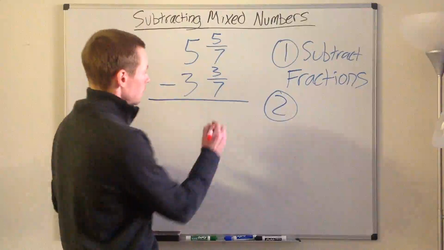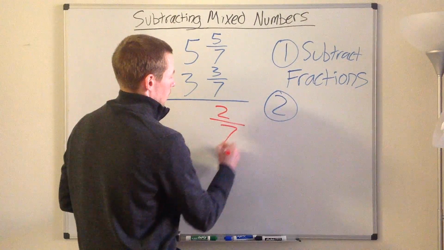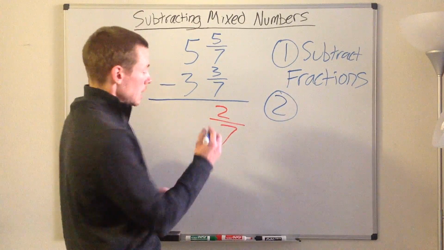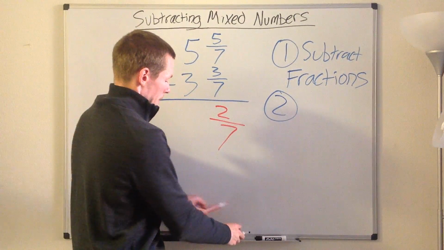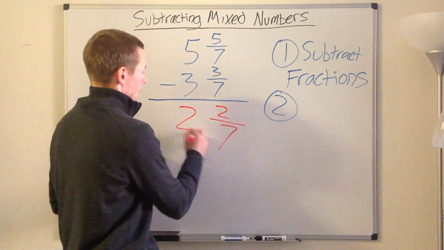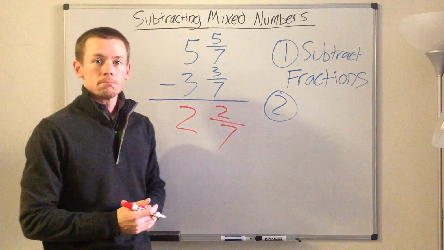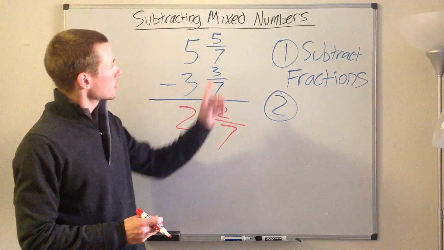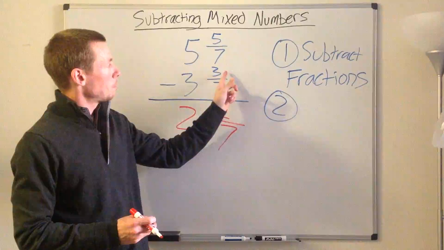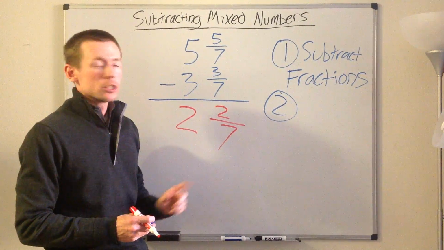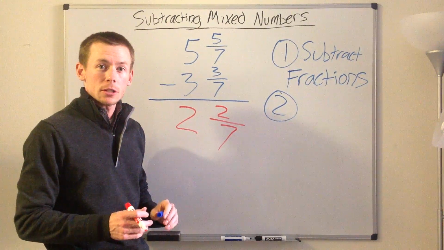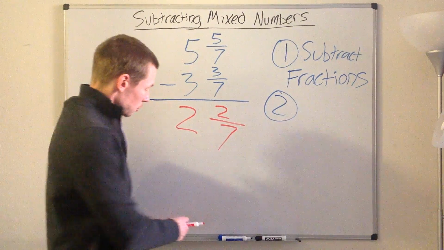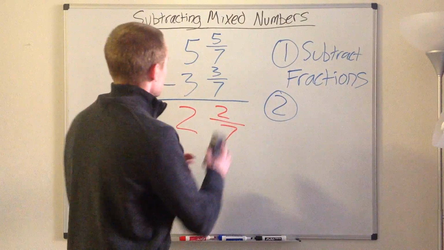5/7 minus 3/7 is 2/7, and then 5 minus 3 is 2, and that's it. Fractions first, and then the whole numbers. Okay? But notice that this numerator was bigger than this numerator here, so it made the subtraction of the fractions pretty easy. Okay? Problem is, we might sometimes run into something like this.